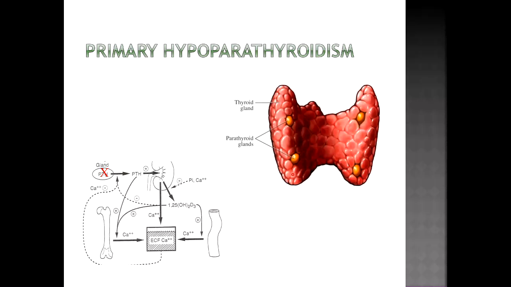So what happens with that is basically you don't have any parathyroid hormone, you can't reabsorb calcium from the kidney, and you can't get calcium out of the bone, and so basically you block that whole pathway and you get very, very hypocalcemic.